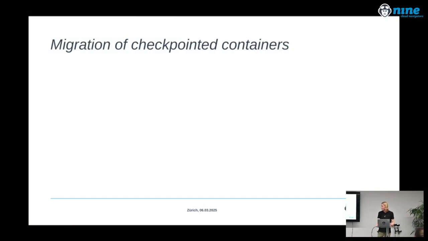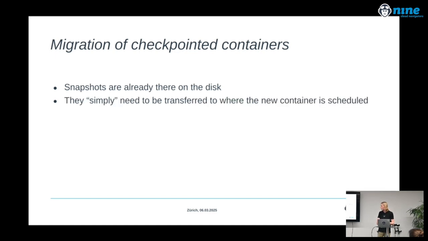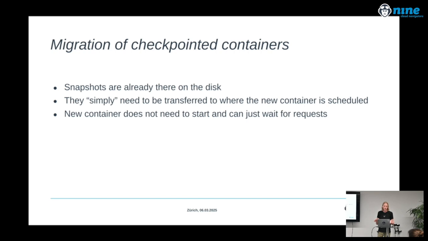So one idea: we could just migrate these containers to other nodes because we already have the snapshots on disk. That's what it does, right? ZeroPod takes a snapshot of the whole process tree and stores it on the local disk. So you would simply need to transfer these to the new node, and the new container would not even need to start. It could just wait there for requests, and all the state would be transferred because the in-memory state was dumped. That's at least the idea.